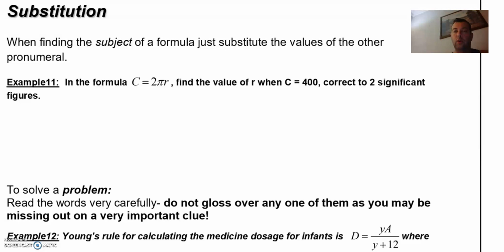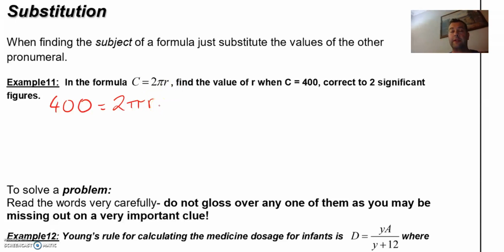Here we go. All I'm looking for are my substitutions. This is my formula. This is what's being substituted into it. So let's rewrite that now. 400, right, instead of writing C, we're going to write 400 equals 2 pi r. Pi is not a pronumeral, okay? Pi is an irrational number, and that's our shorthand of writing it. So there's only one unknown here, it's r.